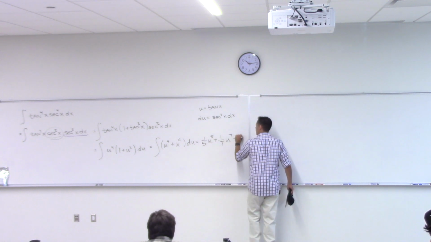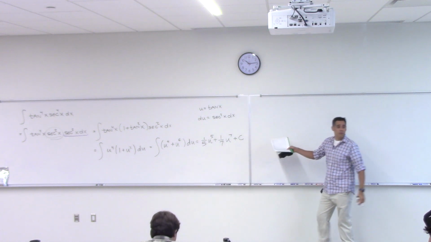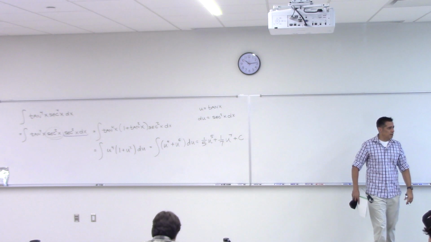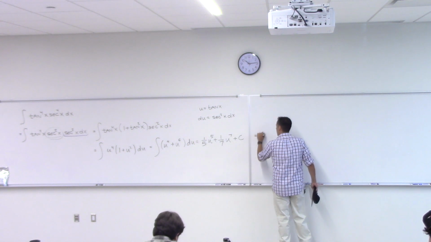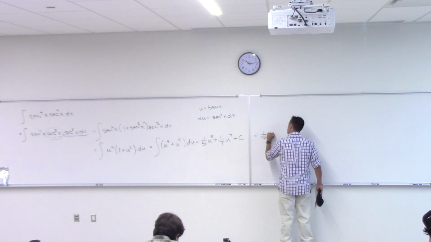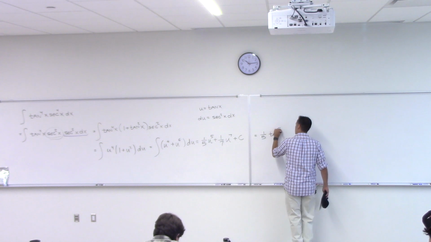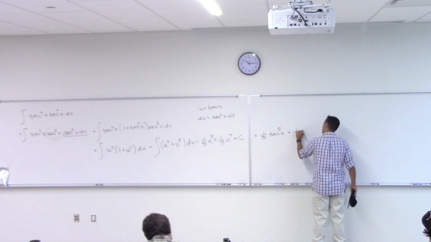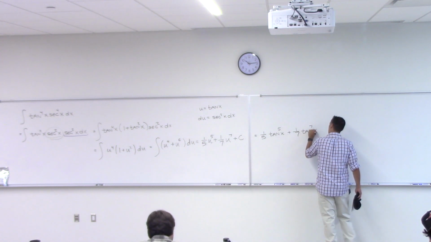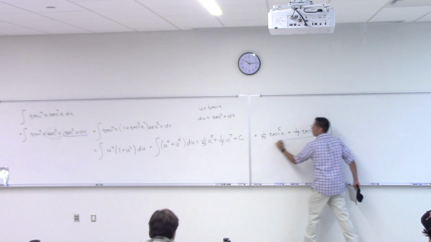Yep. And now just plug in u is tangent, and we're done. Yes? So 1/5 tangent to the fifth x plus 1/7 tangent to the seventh x plus c. There it is.